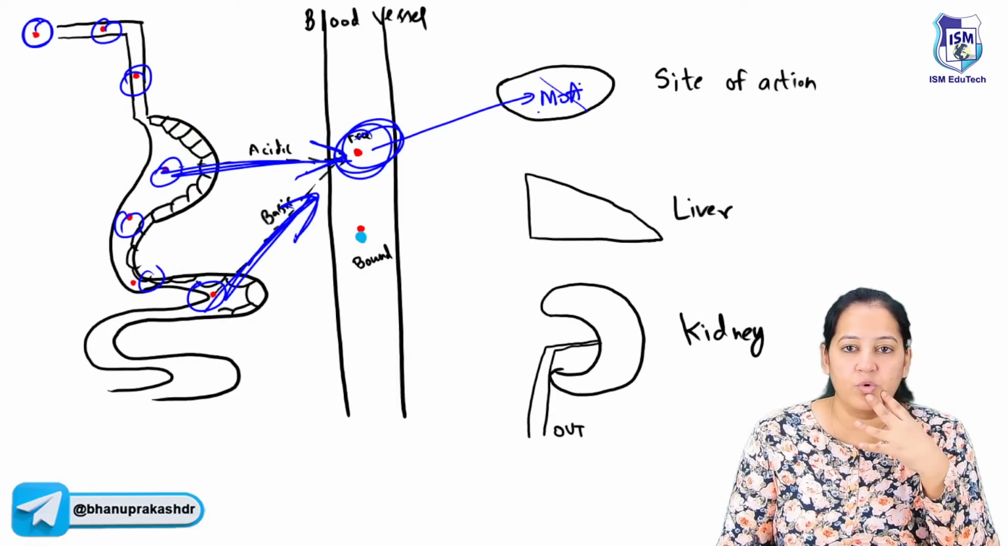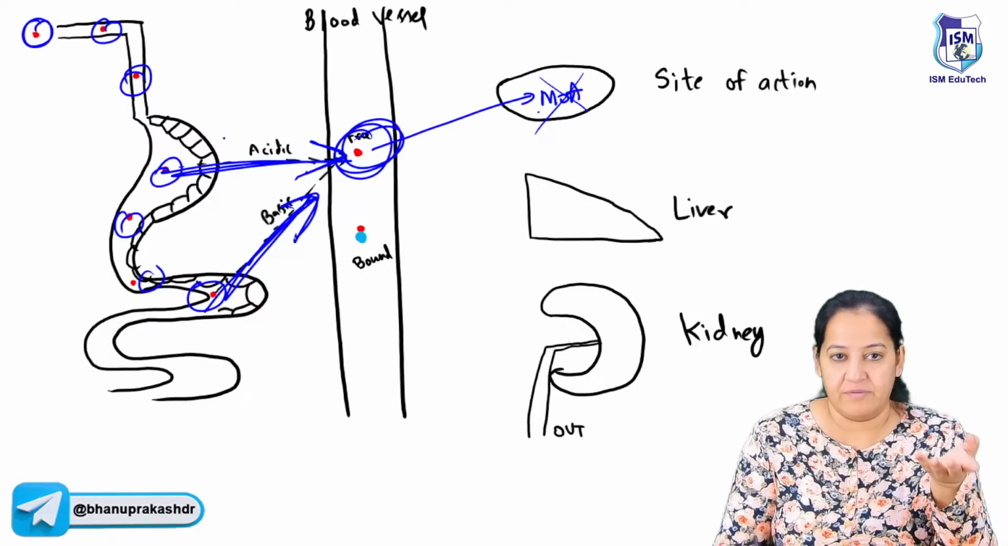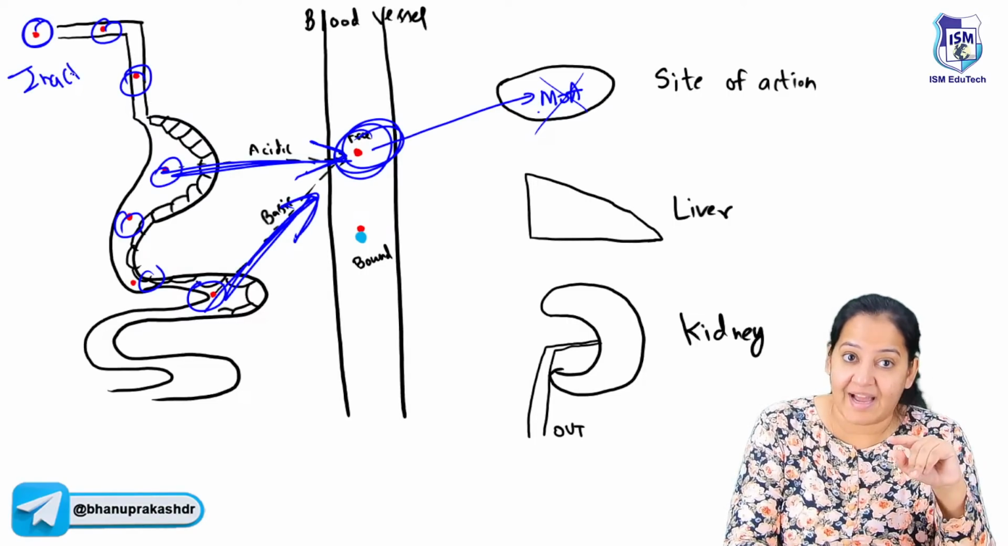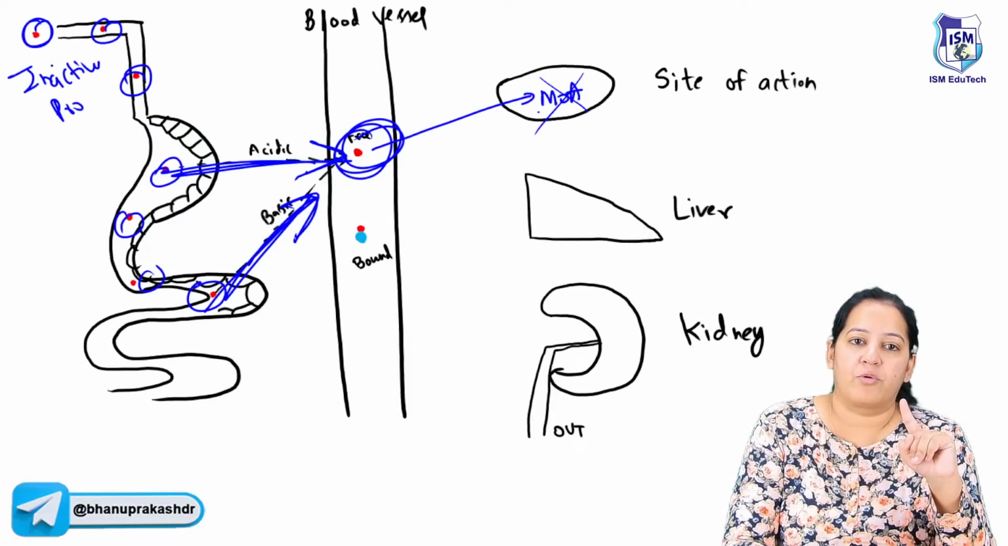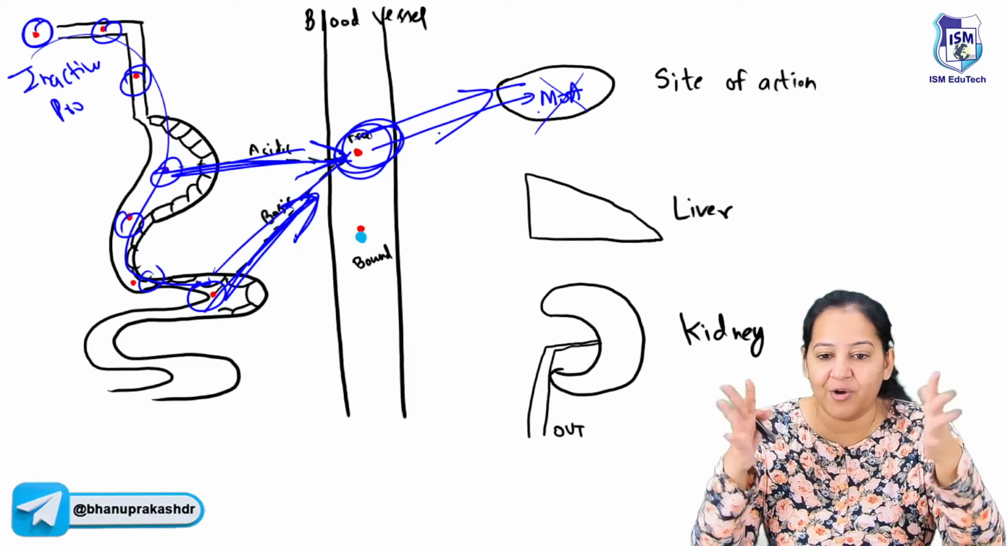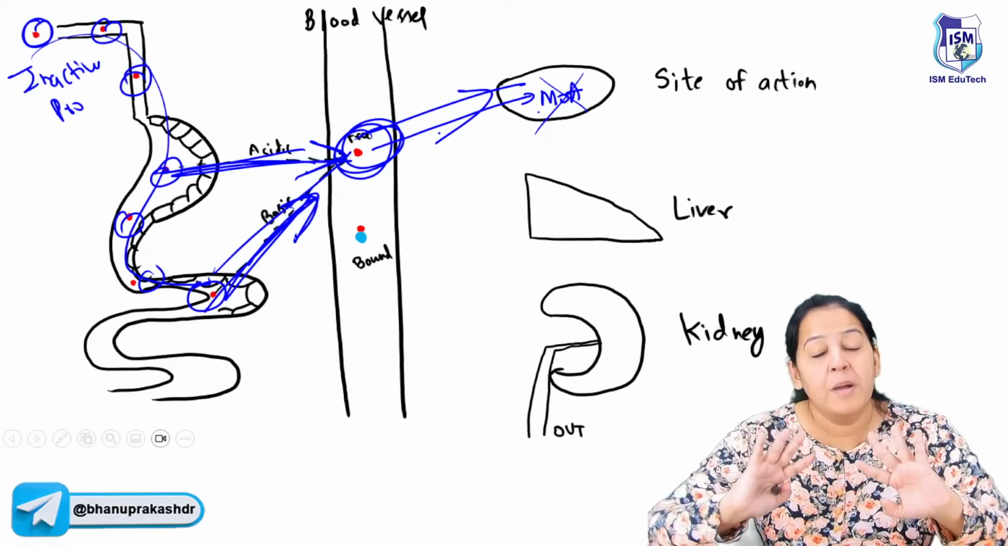But some drugs do not show their mechanism of action because they are inactive. Not all, but some drugs are inactive. These are prodrugs. They will go inside and get absorbed. They will go to their site of action, but they cannot show their mechanism of action because they are inactive.